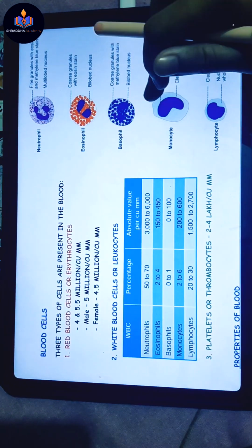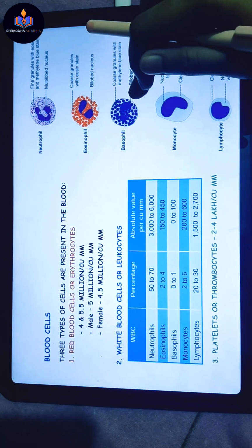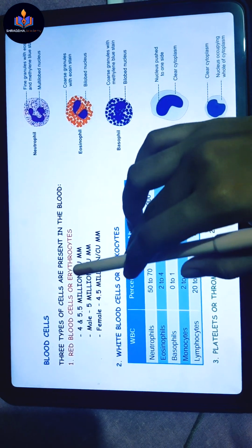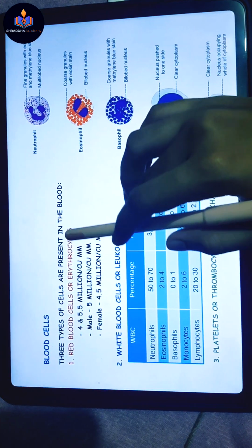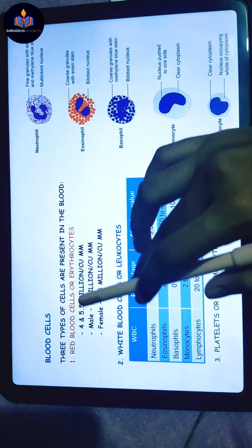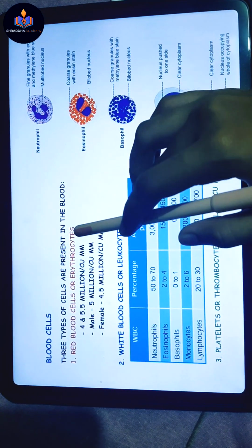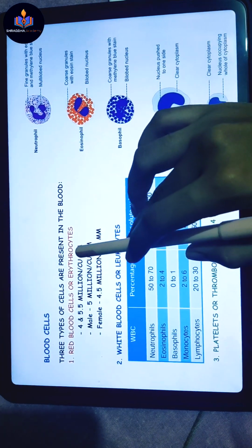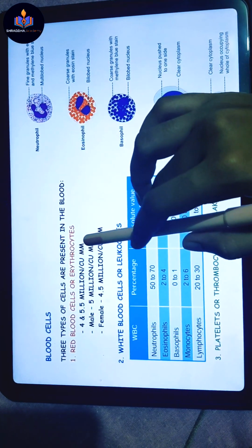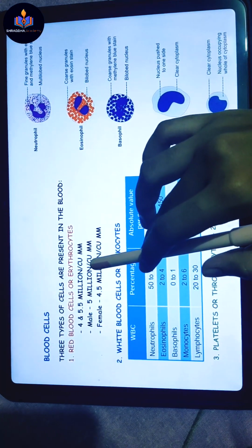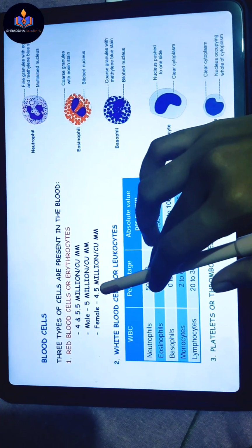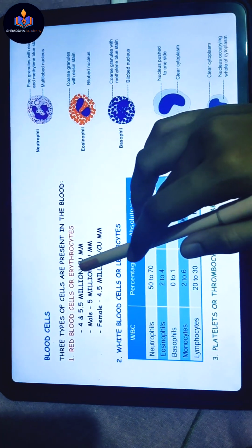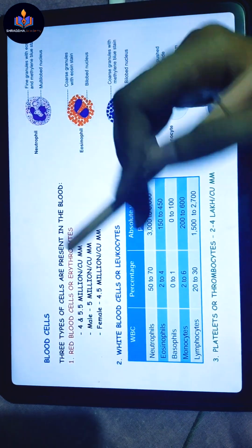Coming to the blood cells, there are three types of cells present in the blood. Red blood cells are also known as erythrocytes, or RBC. The count is 4 to 5.5 million per cu mm. In male it is 5 million per cu mm, and in female it is 4.5 million per cu mm. In male the RBC count is more than in female.